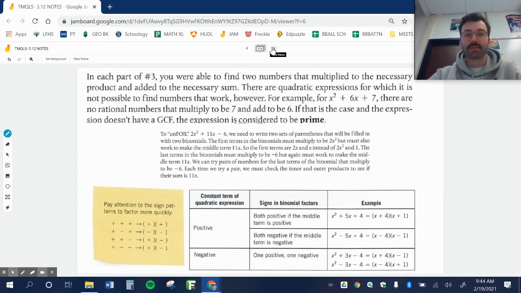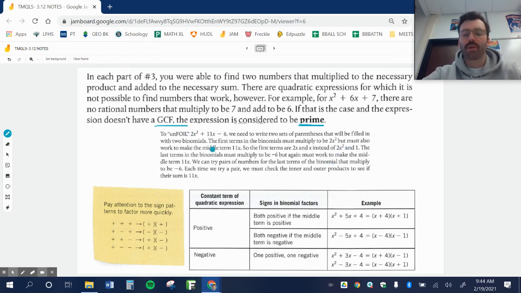All right, now the book goes on this long explanation. In each part, you're able to find two numbers that multiply to the product and add to the necessary sum. The quadratic expressions for which this is not possible, however, for example, x squared plus 6x plus 7, there are no numbers that will multiply to 7 and add to 6. In this case, since there's not a greatest common factor, we consider that prime. We'll talk about how to solve those types of problems in our next section.